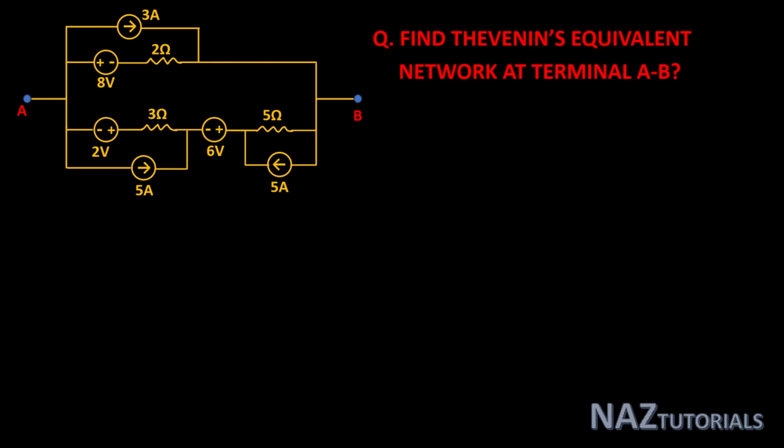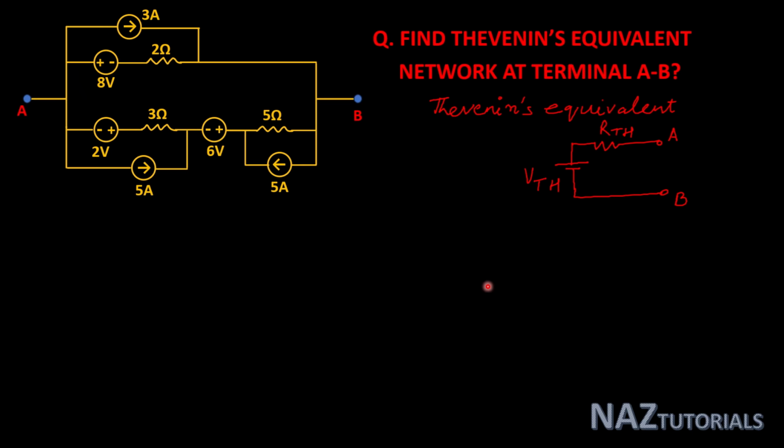Hello everyone. In this question, we will find Thevenin's equivalent network at terminal AB. As the Thevenin equivalent requires Thevenin's voltage VTh and Thevenin's equivalent resistance RTh. Let's see. This is our Thevenin's equivalent where VTh is in series with resistance RTh.